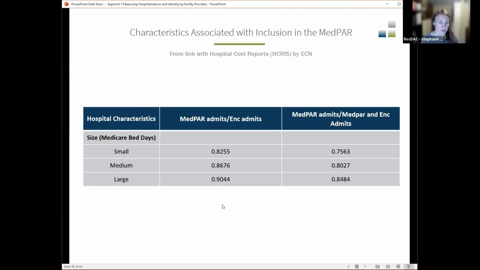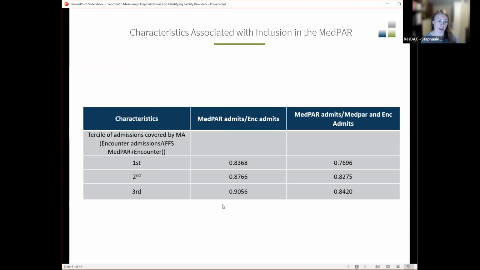And the largest hospitals are the most likely to submit. And then the tercile of admissions covered by Medicare Advantage. For this, we looked at encounter admissions over the number of total admissions that we found in the MedPAR and the encounter. And again, if they have more managed care use in their hospital, we did see that they were more likely to have a MedPAR claim associated with, or a MedPAR stay reported to CMS.